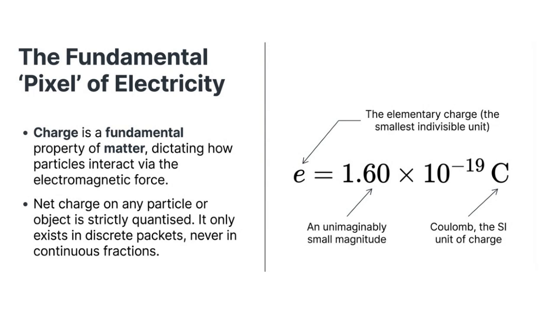This charge comes in fixed amounts, meaning it exists in specific, indivisible packets rather than a continuous range. This idea is known as quantization, and the smallest unit of electric charge is called the elementary charge. Its value is incredibly tiny, about 1.60 times 10 to the minus 19 coulombs, with the coulomb being the standard unit used to measure electric charge. Understanding this smallest unit helps us see how electricity operates at its most basic level.